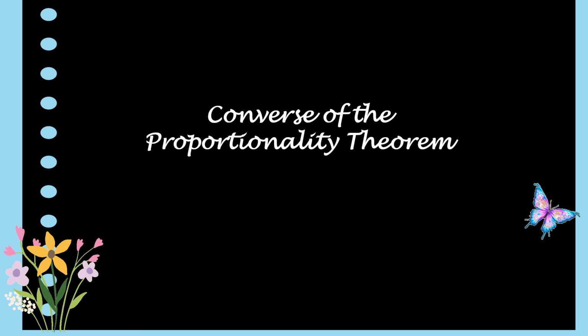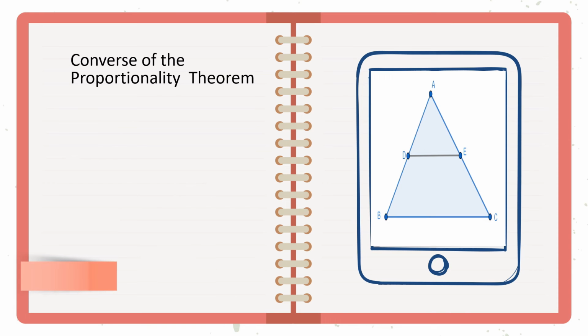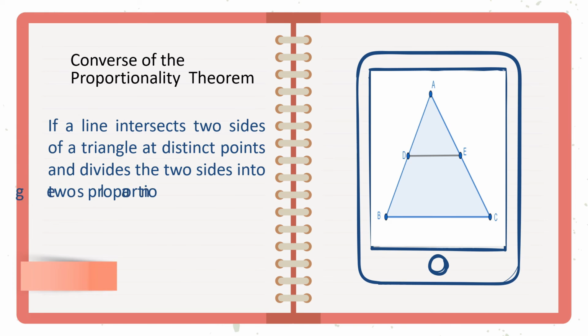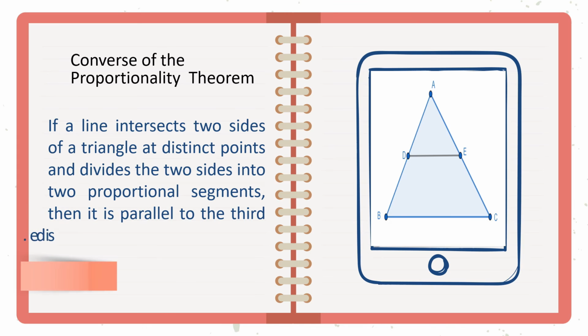The converse of the proportionality theorem. The converse of the proportionality theorem states that if a line intersects two sides of a triangle at distinct points and divides the two sides into two proportional segments, then it is parallel to the third side. So, if DE divides the two segments AB and AC into two proportional segments, then DE is parallel to BC.